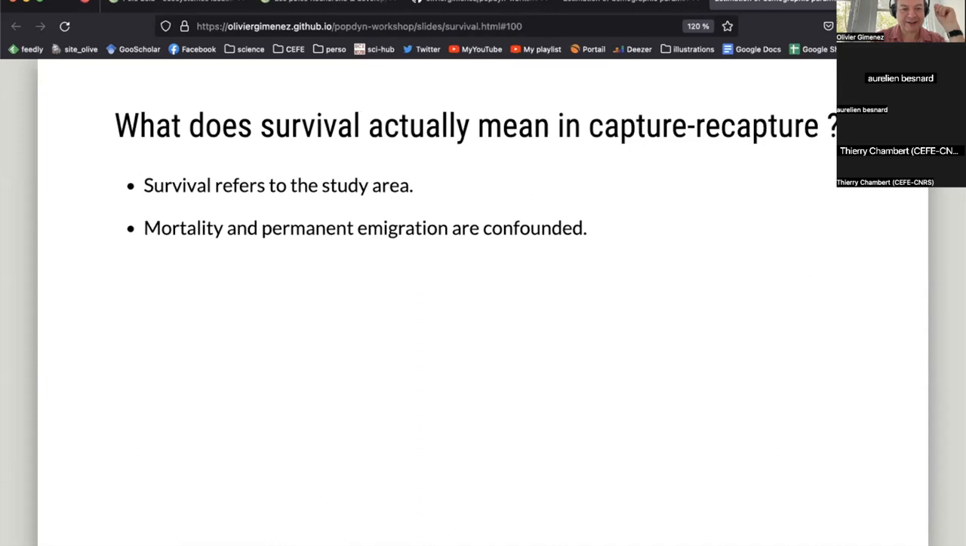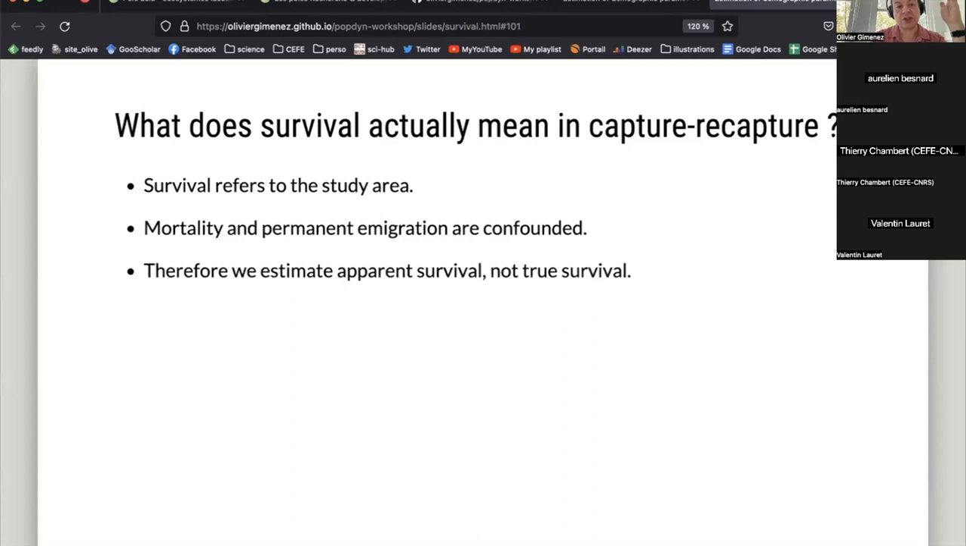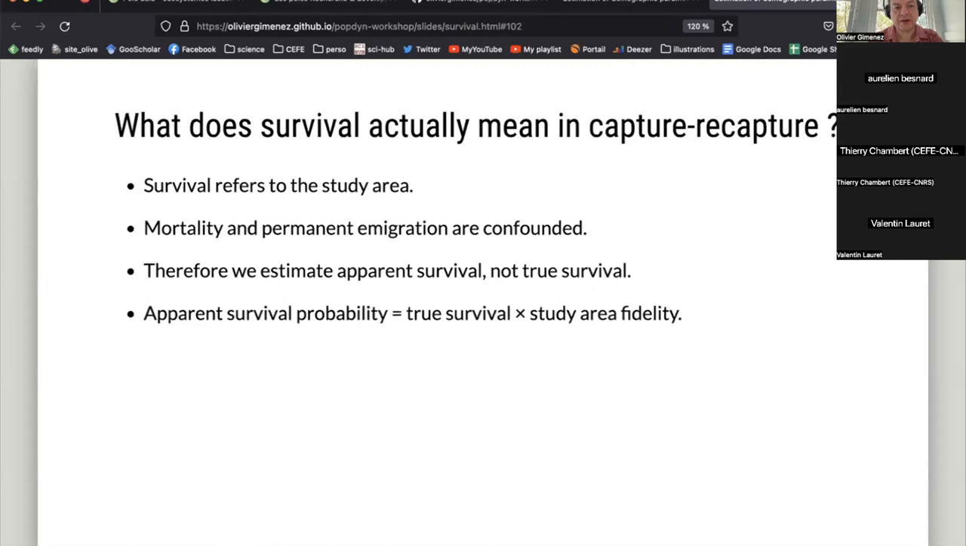Mortality and permanent emigration are confounded, and it's only if you can assume that there is no permanent emigration that you actually estimate true mortality. But in general, what we estimate is apparent survival, not true survival. So what do we mean by apparent survival? Apparent survival is the product of true survival times the fidelity to the study area, okay? That's why it's important to keep in mind that survival refers to the study area.